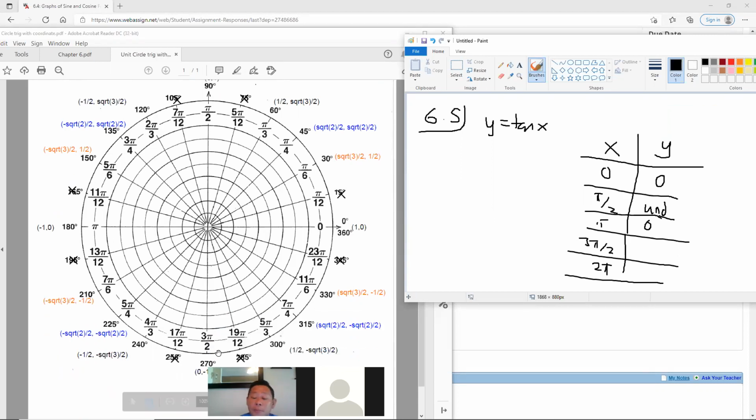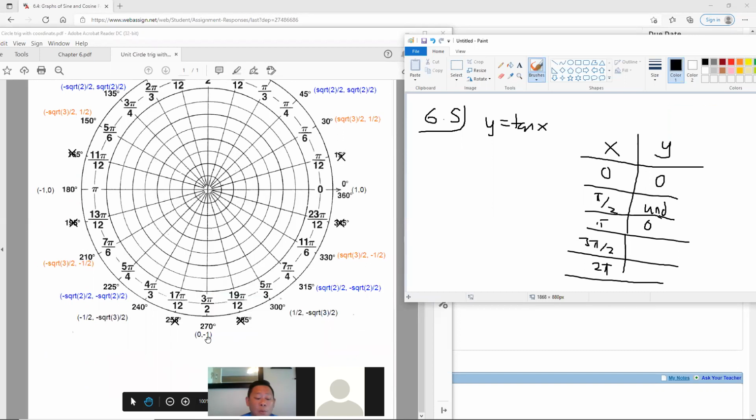And then when you look at 3 pi over 2, it's y over x. Since your x is 0 and y is -1, it's -1 over 0, so this will be undefined. And then when you go back to 360 degrees or 2 pi, you get back 0, same thing as the first one.